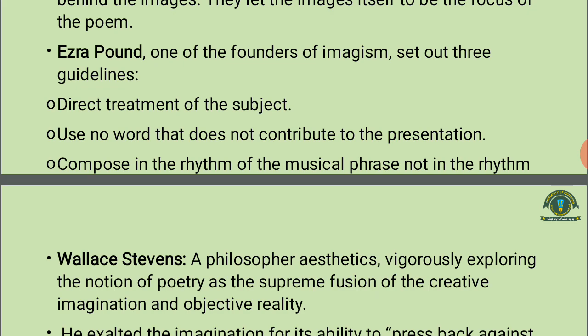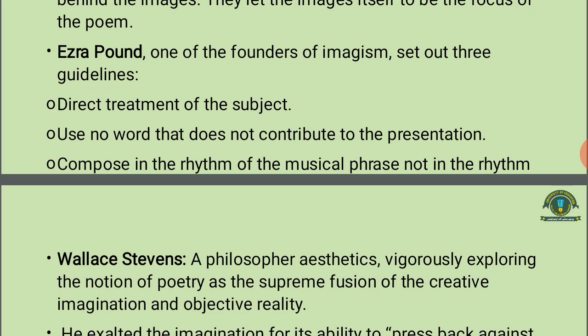And the second point is basically: use no word that does not contribute to the presentation. Whenever you have to use a word, that word must specifically mention the style, or something related to the life of the people. It must not talk about just anything. So any word used must represent something that is related and connected with the lives of the people. It must contribute to the presentation of the things, to the presentation of the people.